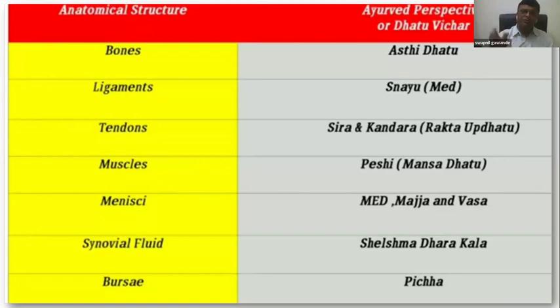Like we are treating the asti dhatu, we are treating the snayu, we are treating the Shira Kandara. Then we are treating the peshi, we are treating the meda, majja, vasa, and shleshmadhara kala, and pitta. We are treating actually these particular anatomical structures.